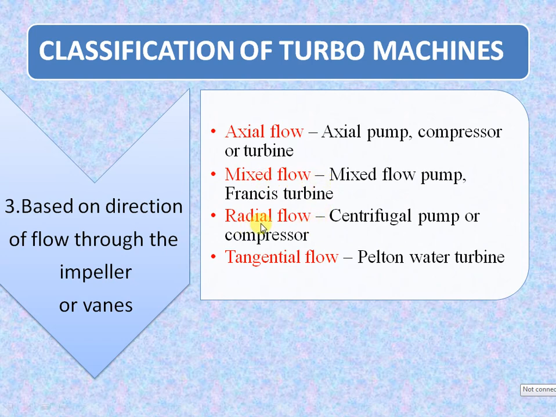Radial flow. If the direction of flow is along the radius of the rotor, then the device is known as a radial flow device. Examples are the centrifugal pump or compressor. And tangential flow. If the flow direction is along the tangent of the wheel, then the turbine or device is known as a tangential flow machine. The example is the Pelton water turbine. The Pelton water turbine is an impulse type of turbine.